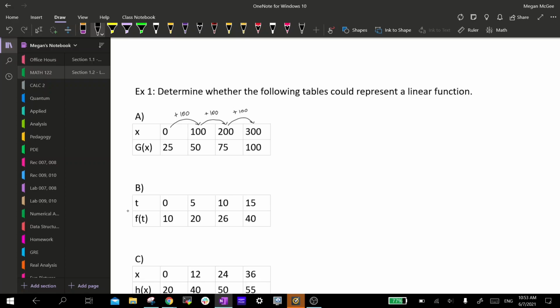And now our g of x, well, these are our y values. Okay, so we're looking for constant changes in g of x. So, to get from 25 to 50, we need to add 25. To get from 50 to 75, we need to add 25. And to get from 75 to 100, we also need to add 25. Alright, so this could be a linear function.